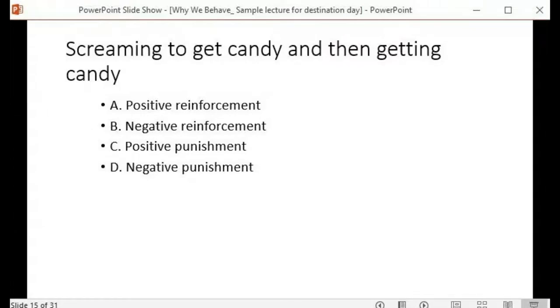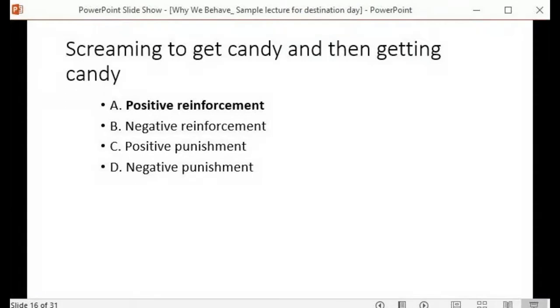So now the kid, from the kid's perspective, is going to scream, I want candy. Now, maybe they then get candy. From the kid's perspective, I scream, give me candy, and then I get candy. Is that positive or negative reinforcement? Am I getting something or is something being taken away? I'm seeing lots of A's and the word positive, and you are 100% right. The kid who is screaming is getting the candy.